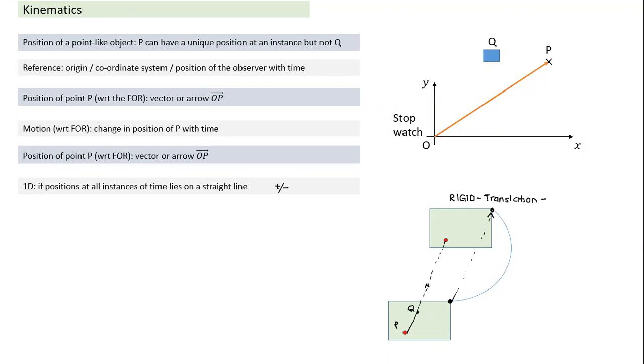Rigid body translation, 2 points. Rigid body: interparticle distance does not change. Translation: the orientation of the line connecting any 2 points does not change. So in rigid body translation, all particles undergo identical displacement, and this understanding is relevant in case of laws of motion, and even more so when we come to rotational motion.